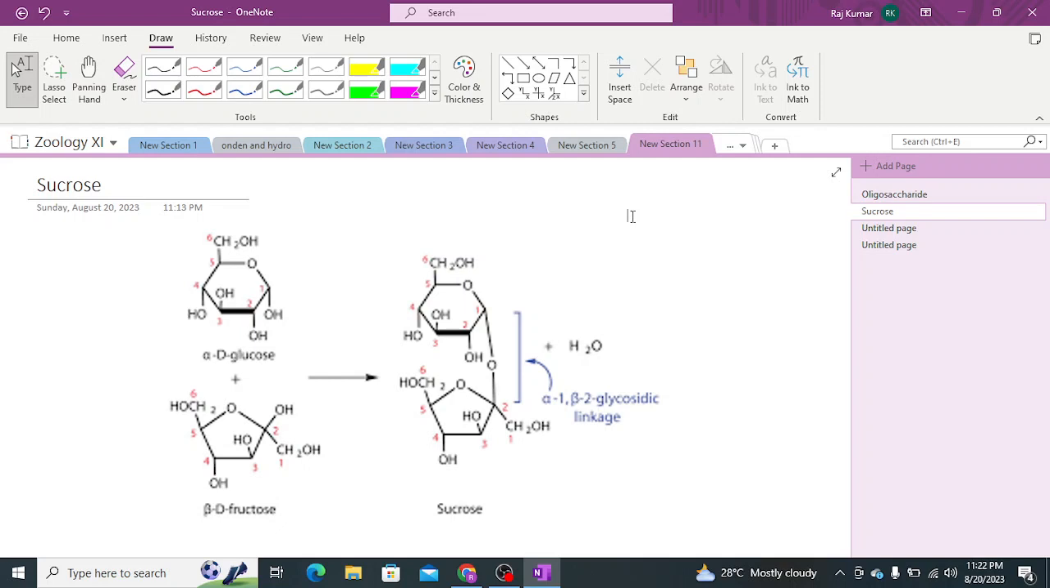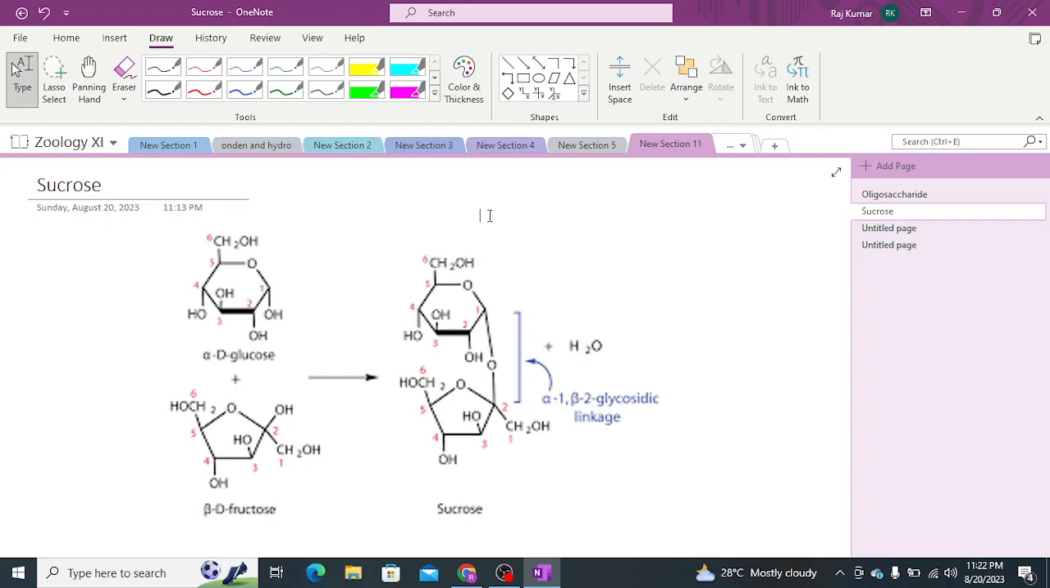Therefore, sucrose is a non-reducing sugar which does not undergo any sort of chemical reaction, neither oxidation nor reduction, due to which it is considered an ideal transport sugar during translocation of food in plants, and that is why it is also known as transport disaccharide.